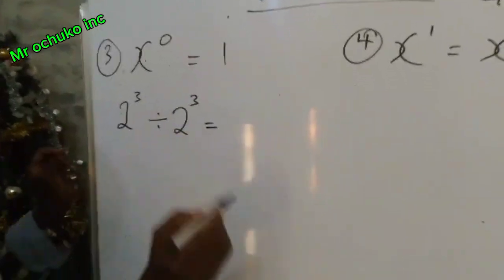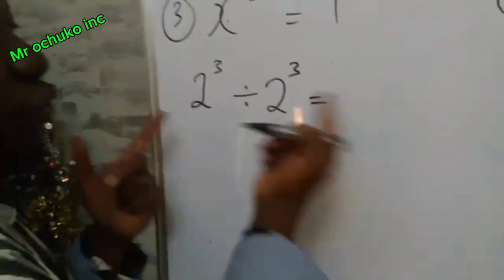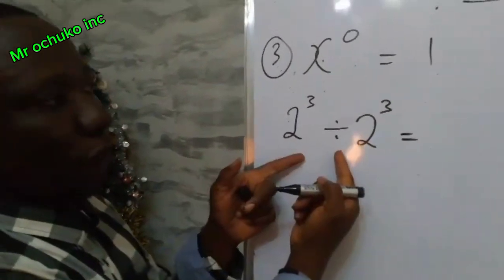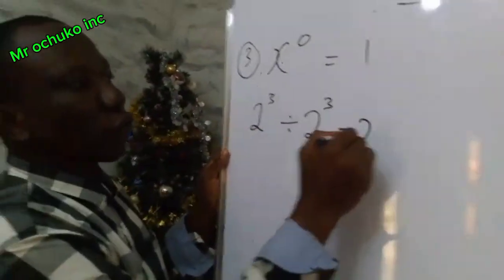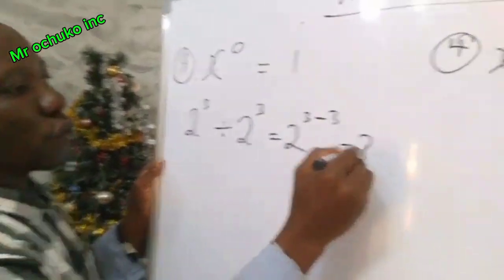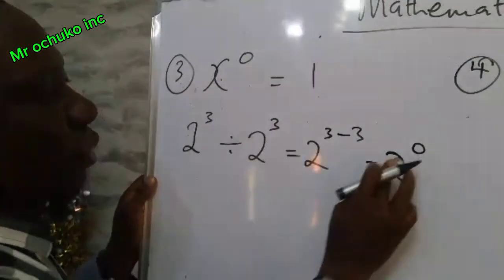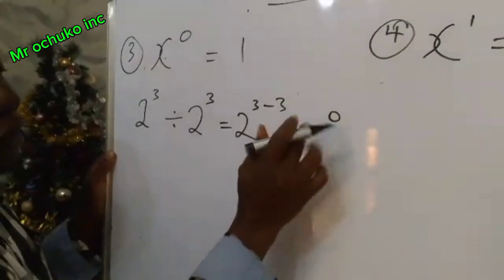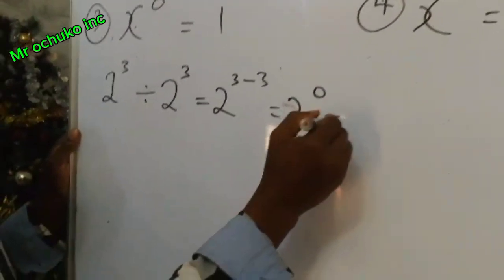Although we already know the answer by expansion, let's just use the law of indices. By the law of indices, 2 raised to the power 3 divided by 2 raised to the power 3 means 2 raised to the power 3 minus 3, and that is 2 raised to the power 0. Then, how do we know that this value is 1?